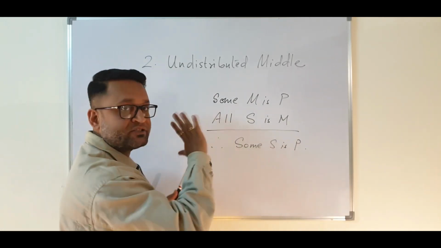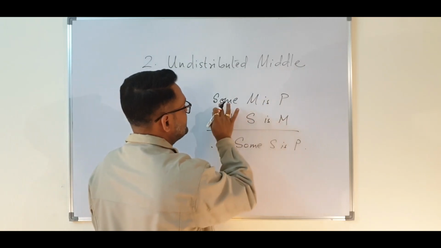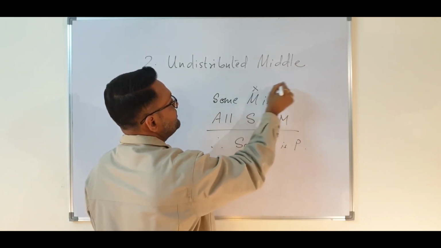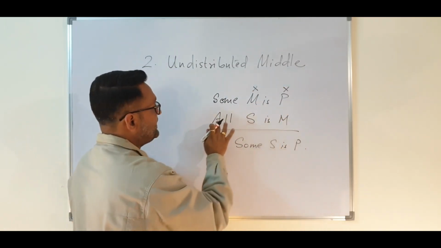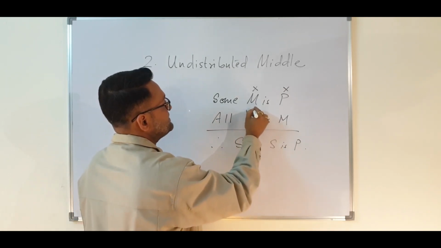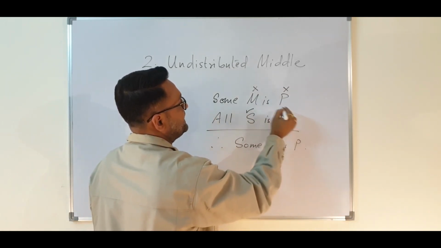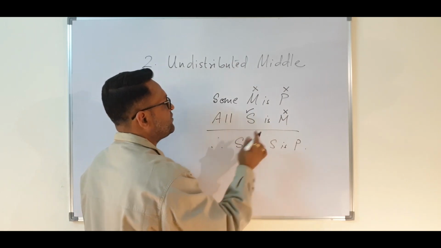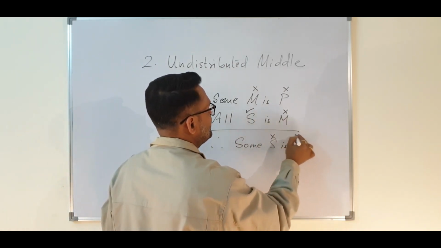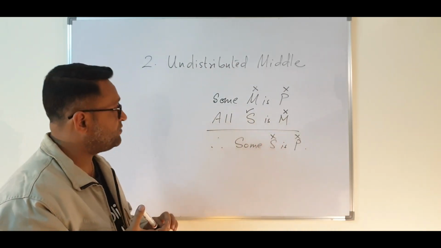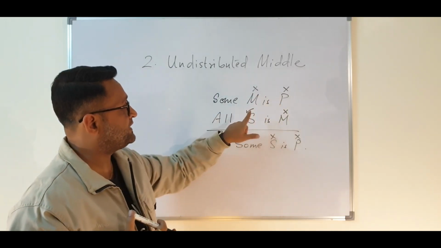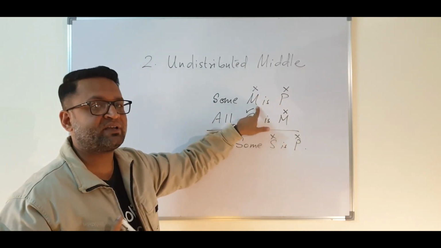Now if you see the distribution, here we know that since it is an I proposition, none of the terms are distributed, right? Since it is an A proposition, the subject term is distributed, however the predicate term is not distributed. And also in the conclusion you will see that both the terms are not distributed. So not a problem. Now, if we have to check whether the middle term is distributed in the major premise, no.